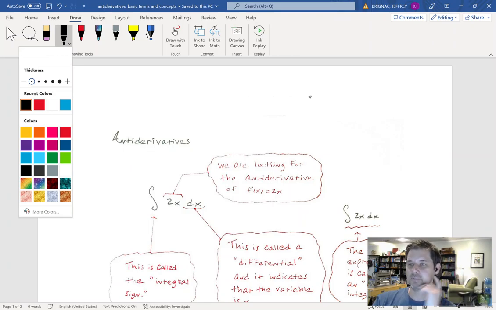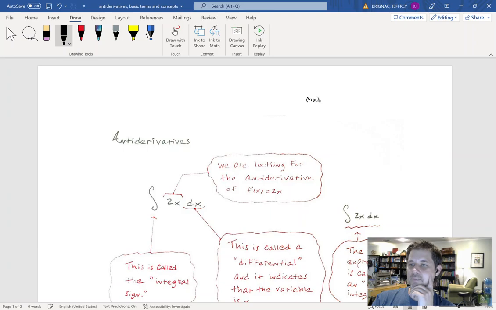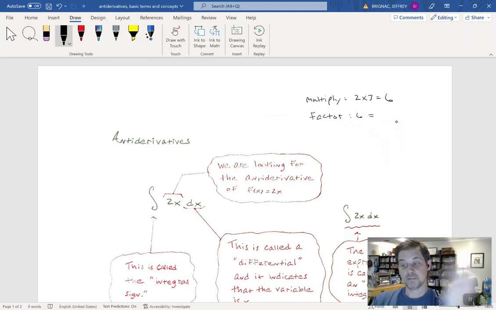So for example, at some point in your education, you learn how to multiply, right? You say 2 times 3 is equal to 6. And then once you get good at multiplying, then you learn how to factor. And that's just the reverse of multiplying. And you say, okay, well, 6, how do I factor 6? What do I multiply to get 6? And you say 2 times 3.